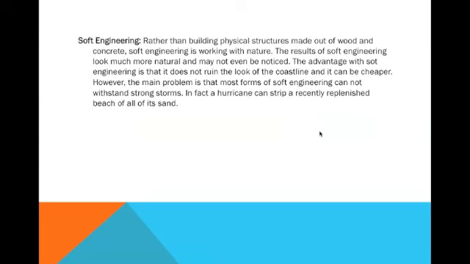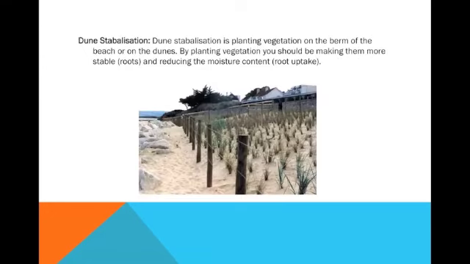Soft engineering. Rather than building physical structures made out of wood and concrete, soft engineering is working with nature. The results of soft engineering look much more natural and may not even be noticed. The advantage with soft engineering is that it doesn't ruin the look of the coastline and it can be a lot cheaper. However, the main problem is that most forms of soft engineering cannot withstand strong storms. In fact, a hurricane can strip a recently replenished beach of all of its sand.